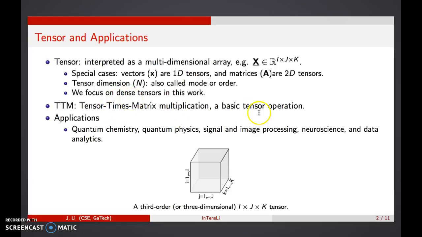TTM is a basic tensor operation, which is short for tensor times matrix multiplication. Tensor applications include quantum chemistry, quantum physics, signal and image processing, neuroscience, and data analysis.